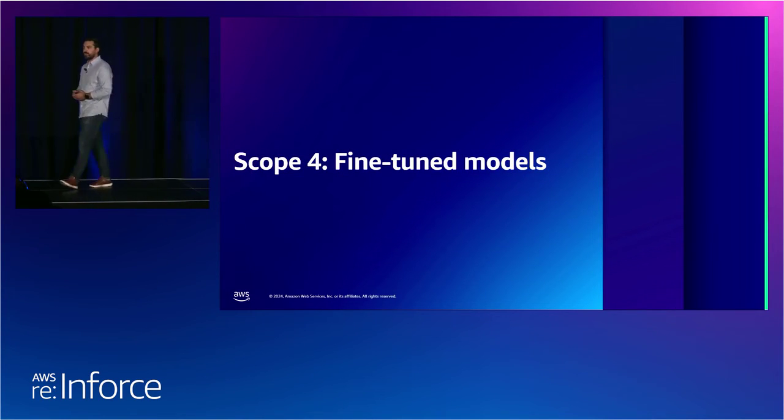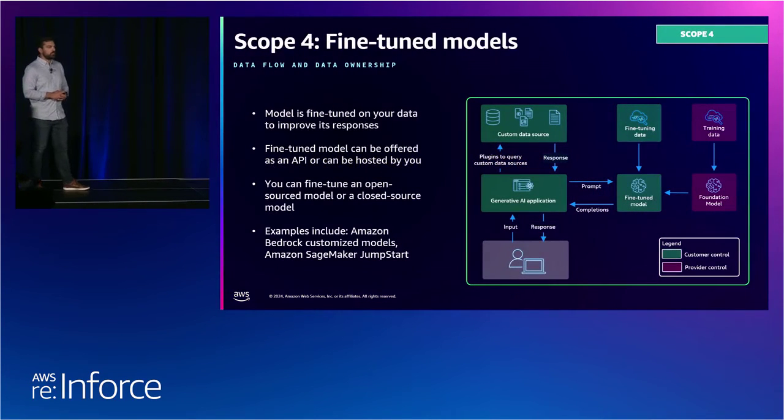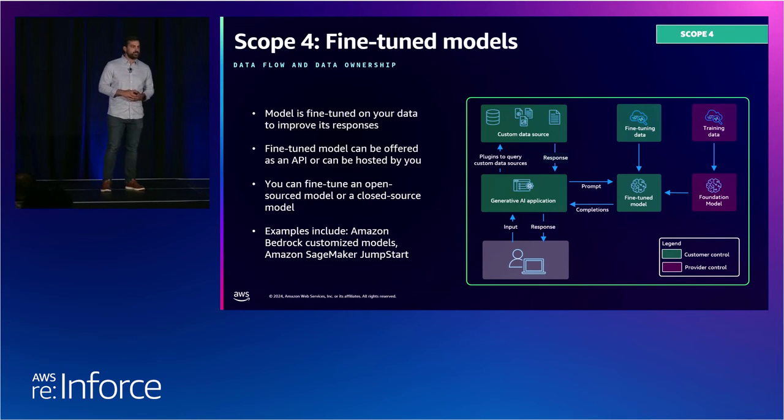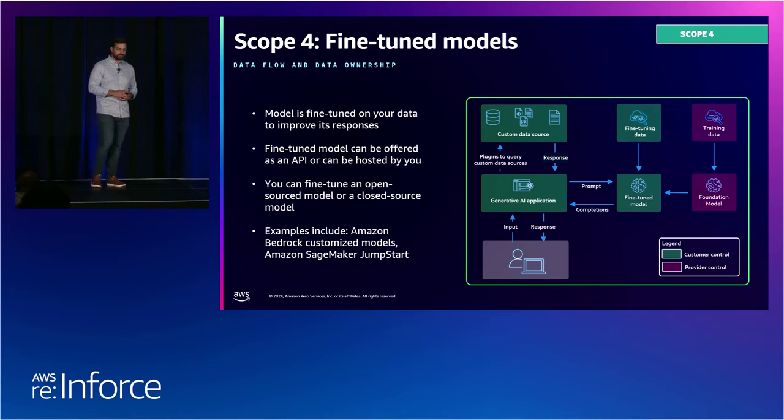Now, moving on to Scope 4. Scope 4 is where your organizational data is now going to be included in the model. So you'll notice the addition just north of that fine-tune model box, fine-tuning data. That's your organization's data that's being leveraged in order to augment a model.